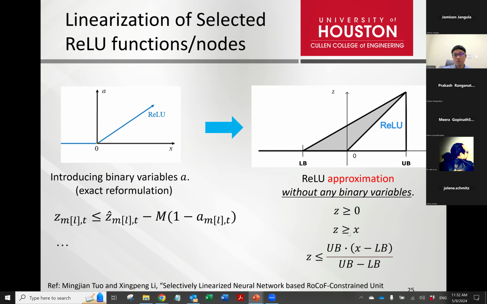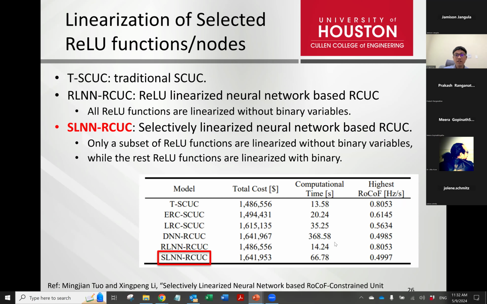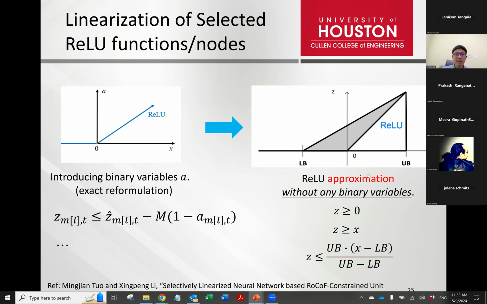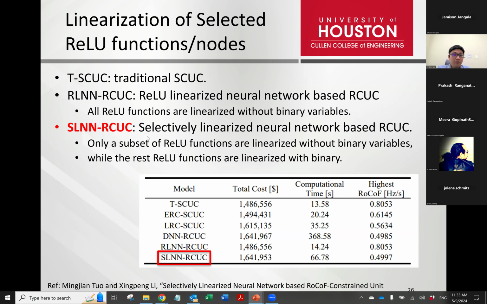So this is an approximation. For a neural network, there are a lot of neurons, so we have one ReLU function for each neuron. If we replace all the ReLU functions with a set of linear constraints, it actually doesn't work, because the approximation error is extremely high. What we did is we selectively pick a subset of neurons, and for the selected neurons, we do such approximations. For the remaining neurons, we still use the exact reformulation with additional binary variables. We call it a selectively linearized neural network, and you can see the performance.